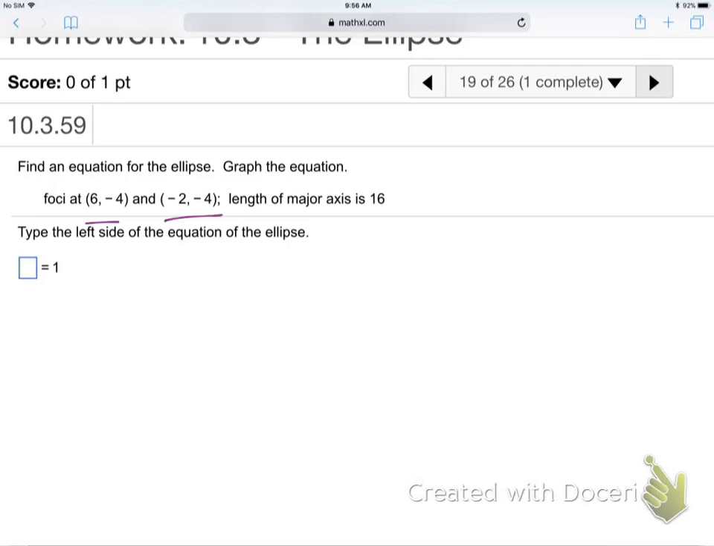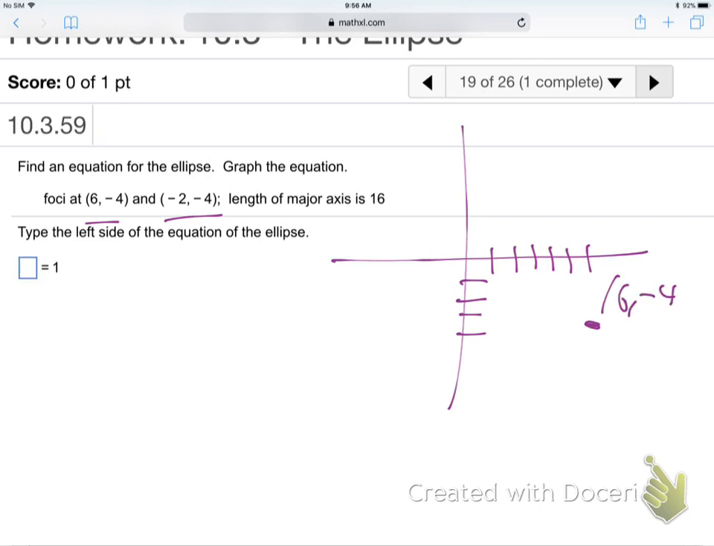Okay, so give me a couple focal. I'm just going to do it quick. That one of them is over 6 down 4. 5, 6. Over 6 down 4. And back 2 down 4. So there's the 2 focal points.